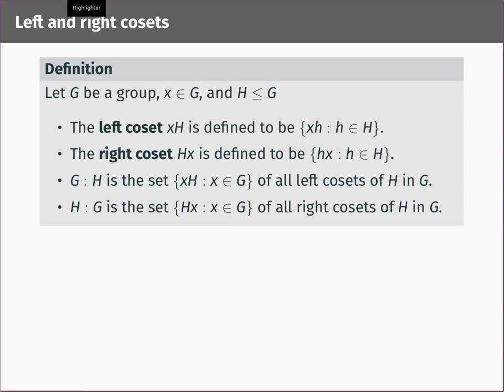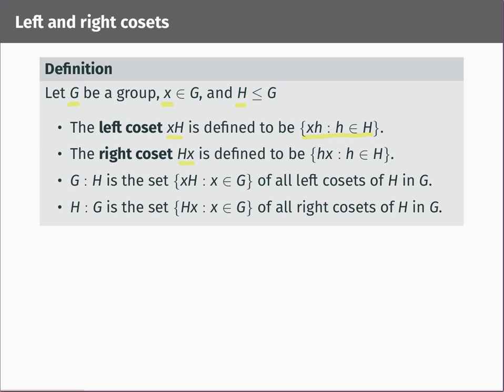And in fact, we have two different types of cosets, left and right cosets. But they both start in the same place, which is that we take a group G, an element X of G, and a subgroup H of G. We then define the left coset X times H to be the set of all things you can get by multiplying an element of H on the left by X. Similarly, the right coset H times X is defined to be the set of all things that you can get by multiplying an element of H on the right by X.